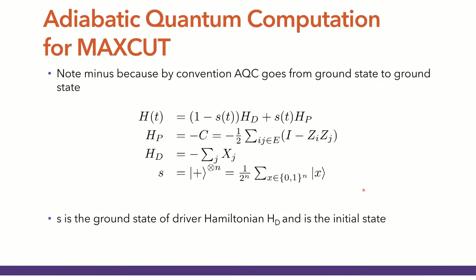So if, for example, these two things were commuting, so for example, if HD was single qubit Pauli Zs, then we could just exponentiate it directly. But not in this case. I hope this answers all.